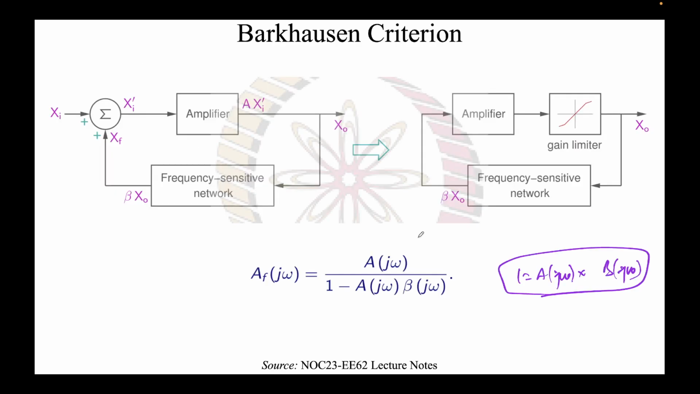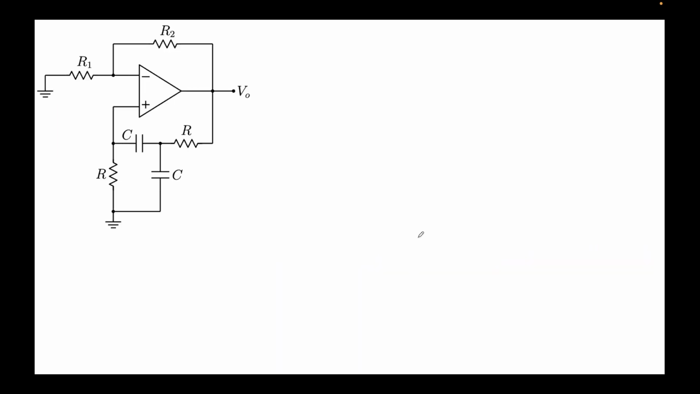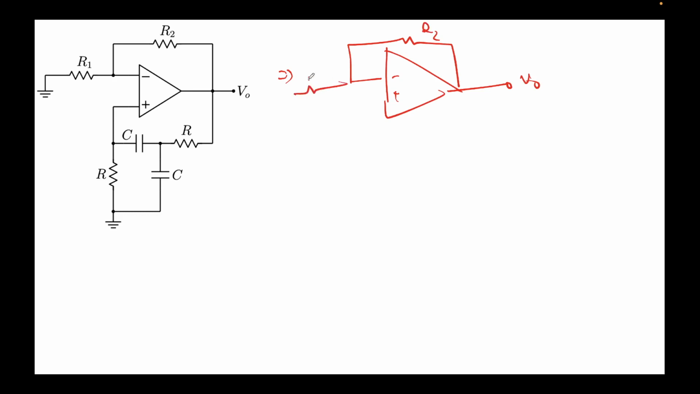For the first part, I'll try to find the open loop gain. That open loop gain will be provided by only this part. So let's evaluate that. This is minus, this is plus, this is V0, this is R2, this is R1, this is grounded, and we will be providing input from here. Remember, we are only interested in finding A. So step 1 is to find the open loop gain.